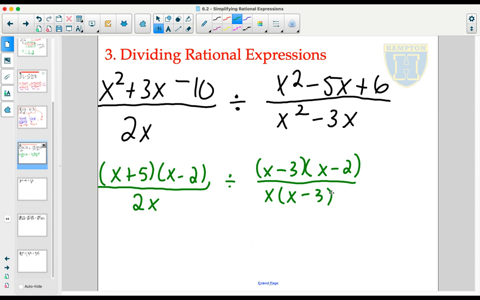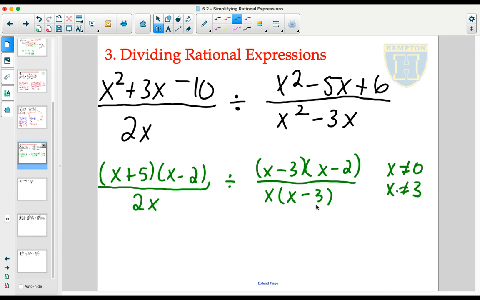Looking at these two denominators, we see that we're going to have restricted values of x of 0 and 3. Both of those numbers have the possibility of making the denominators equal to 0. 0 would work in both the first fraction and the second one, 3, of course, working in that second factor of the second fraction.